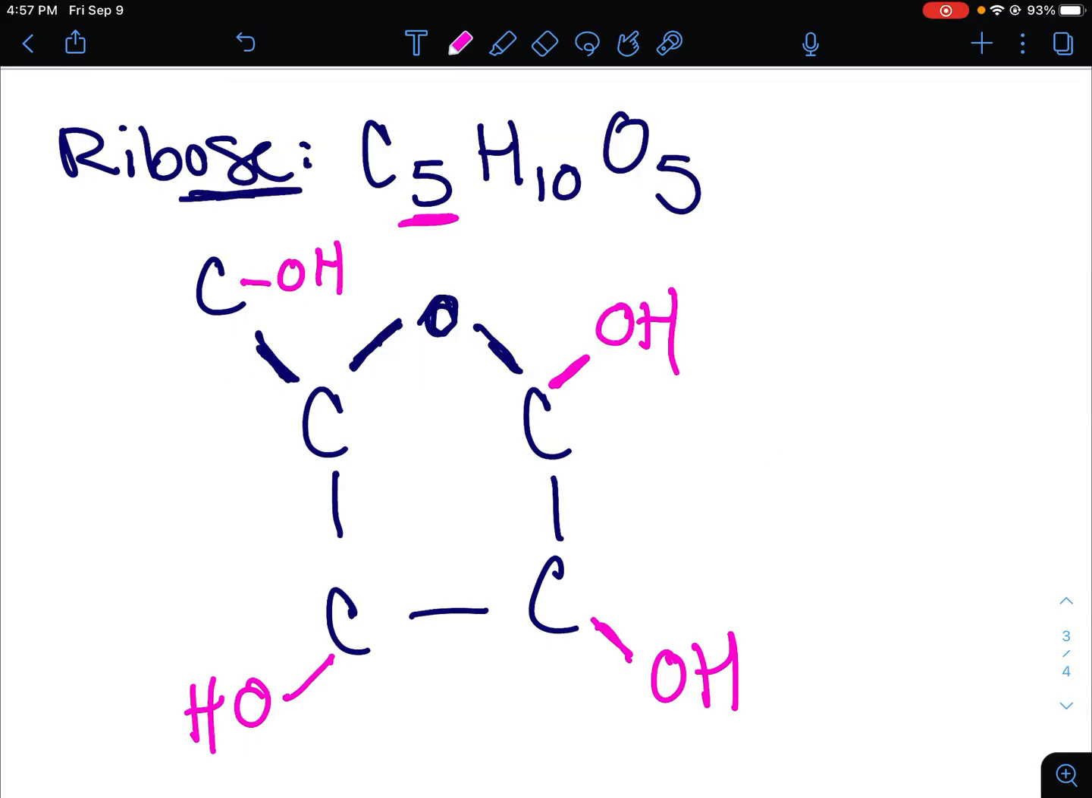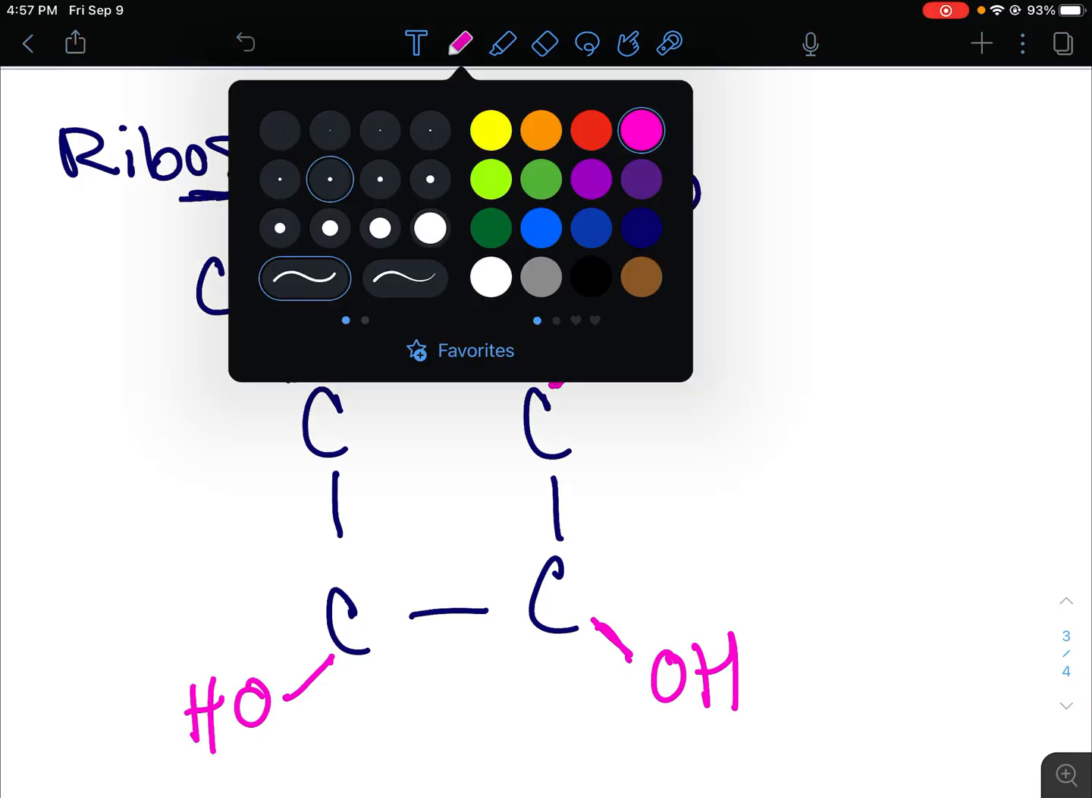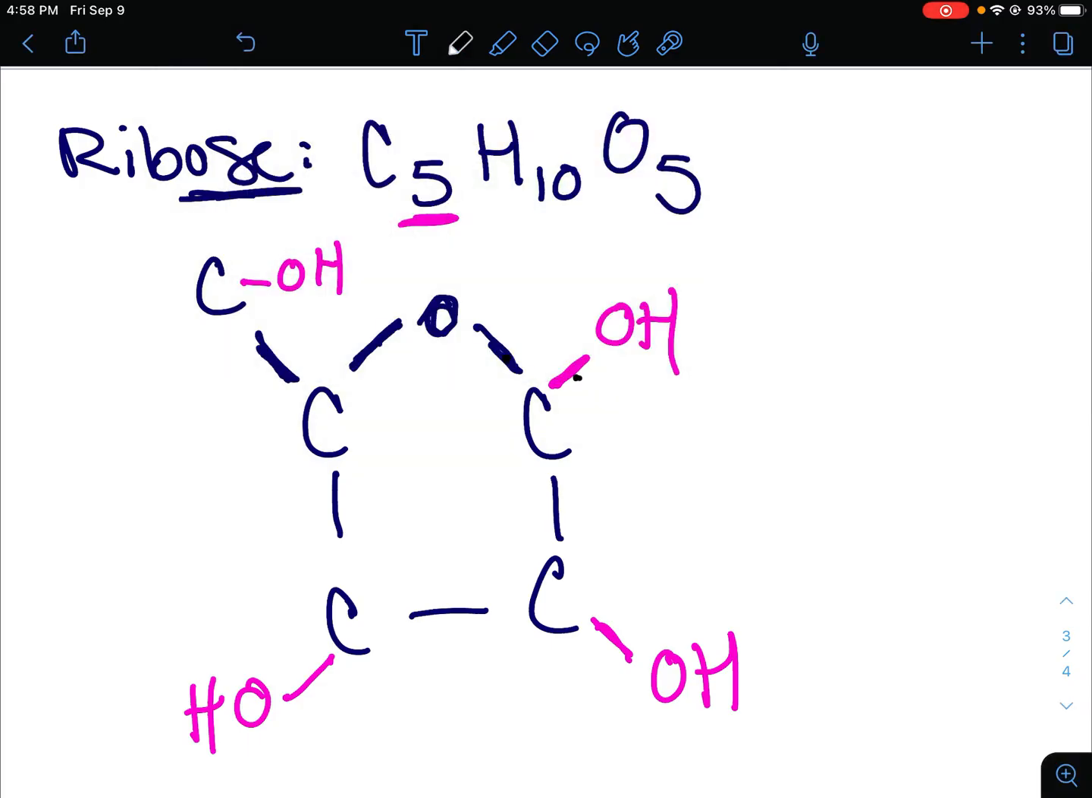But you might be thinking, this carbon right here only has 1, 2, 3 bonds. Where does the other bond come from? Your last step is going to be to fill in any missing bonds on carbon with hydrogens. So you would do a hydrogen to fill that in.